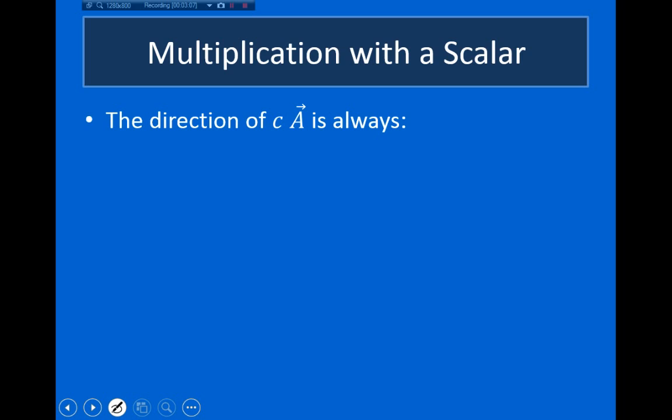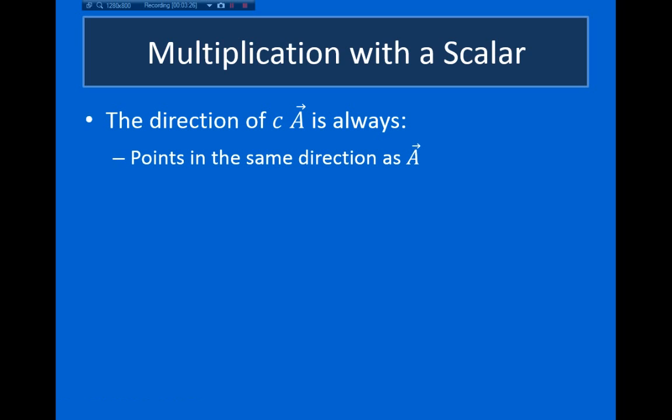The other thing to know about multiplication with the scalar is that the direction of the vector is always going to be one of three things. If I multiply the vector a by a positive number c, like 1 or 2 or something like that, then the result is going to point in the same direction as vector a. So for example, if I have vector a, let's say it points like this, then 1/2 times a might look something like that. 2 times a would just be twice as long, but it's going to point in the same direction. Okay?